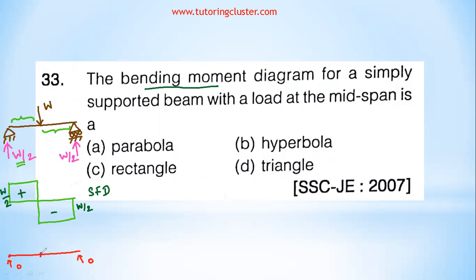Now, what will be the bending moment at this point at midspan? Okay, so bending moment at midpoint, let us see to the left hand side. So on the left hand side, what is the load? W by 2. It is going up, so it will be positive. W by 2 into L by 2. So it will be WL by 4. Okay, so let's say this magnitude is WL by 4.